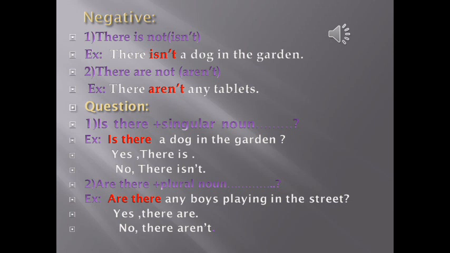Okay, there are. The question form is are there plus plural noun. For example, are there any boys playing in the street? I ask Ahmed, for example, are there any boys playing in the street? He will say, yes, there are. Or no, there aren't. So again, in the normal sentence, there are. But in the question, are there.